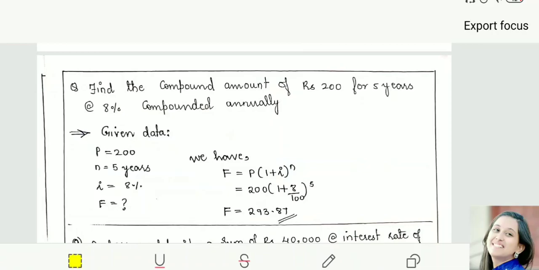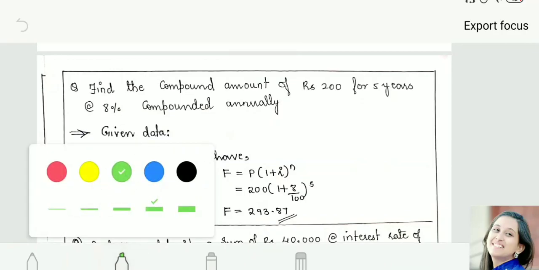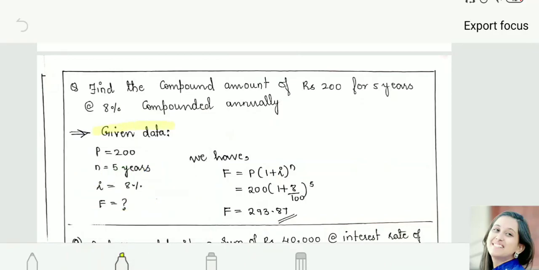So first one, find out the compound amount of 200 rupees for 5 years at 8% compounded annually. So what does it mean? In every single problem, what is important is the given data, so write the given data. Your present worth is 200 rupees, n is 5 years and i is 8%. So you are finding out how much is the future amount.